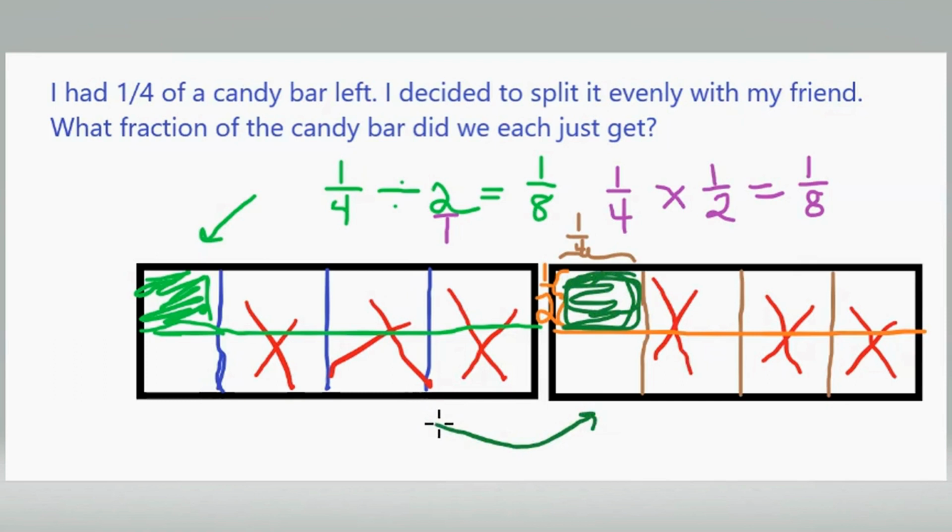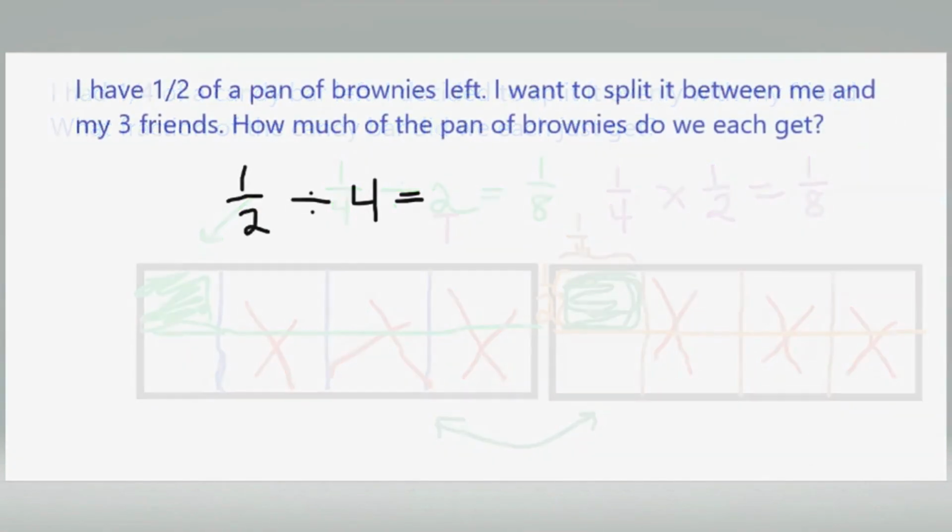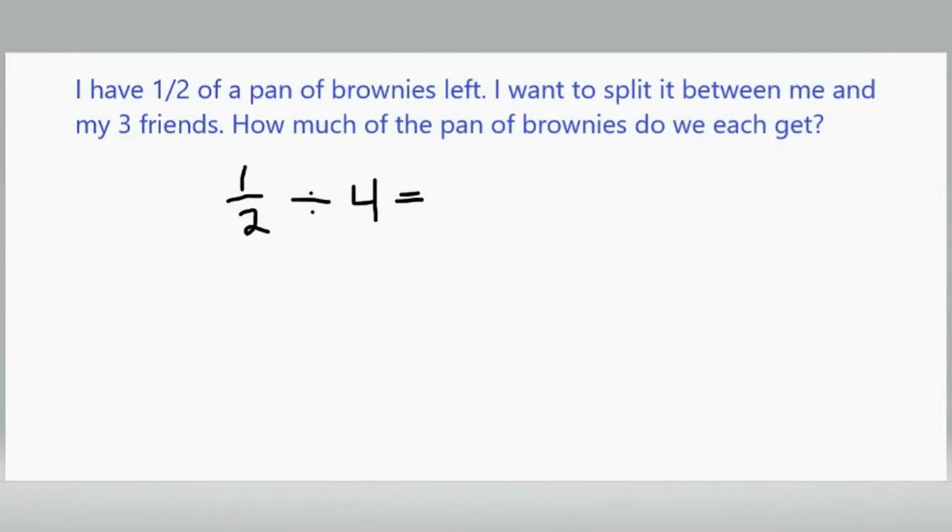Multiplication of fractions and division of fractions are related. I want you to try this one on your own, and then after you're done, compare it to my answer. So I'm going to get you started. It says, I have 1/2 of a pan of brownies left. I want to split it between me and my 3 friends. How much of the pan of brownies do we each get? So we're starting off with a half a pan of brownies, and we're splitting it between me and my 3 friends. So that's a total of 4 people. So we have 1/2 of a pan of brownies divided by 4 people.